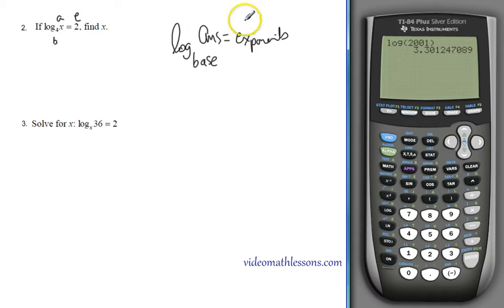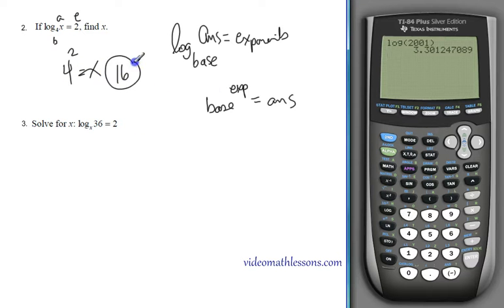This is called log form, and I want to change to exponential form, which would be base, exponent, equals answer. Notice, no more log. I'm trying to avoid the word log if I can, just because it's easier. So let's change it. 4 to the 2, 4 squared, equals x. Now you can just solve this. 4 squared is 16. The answer is 16.